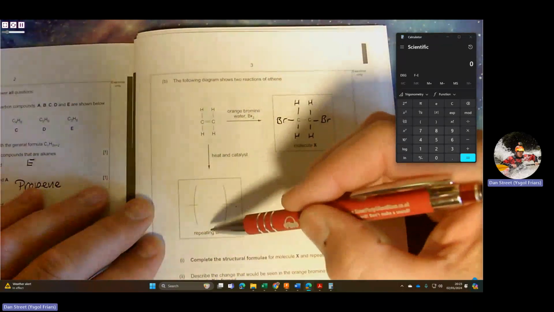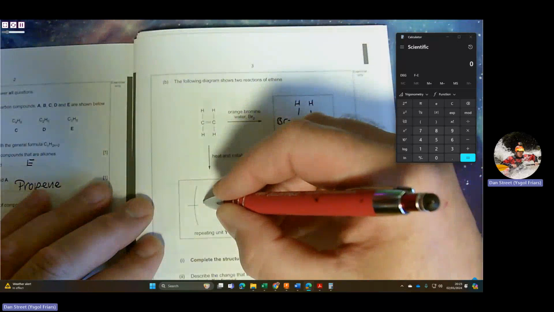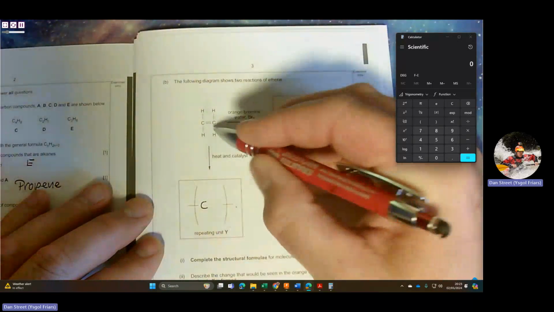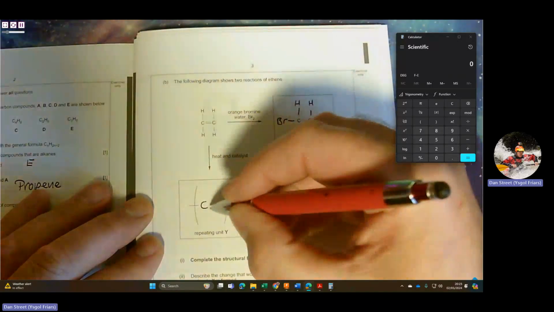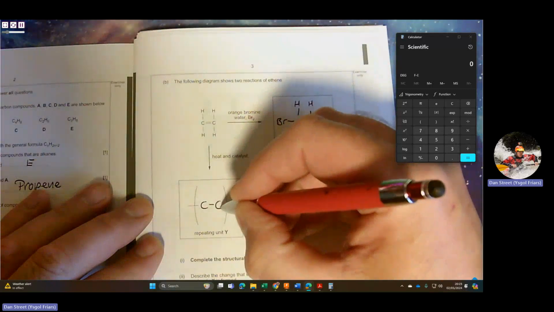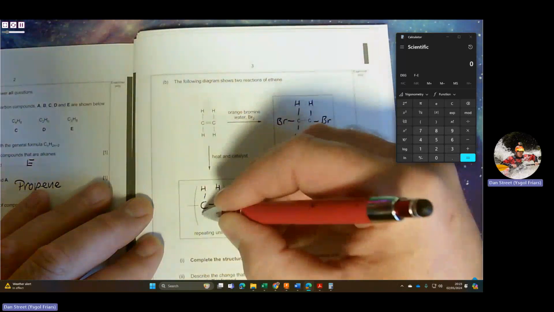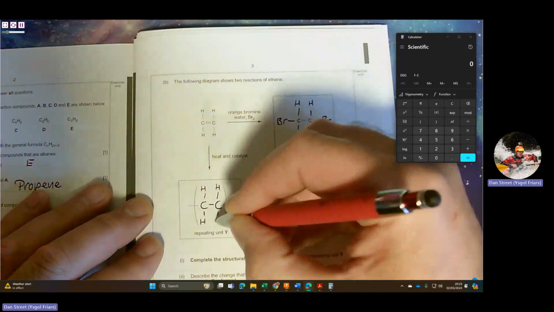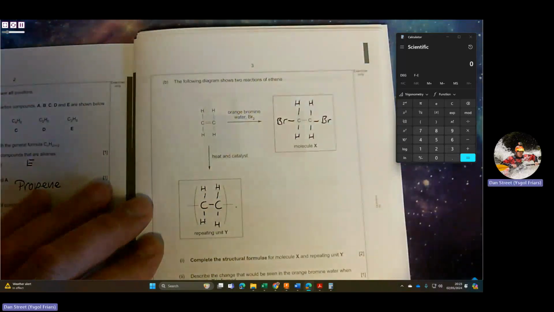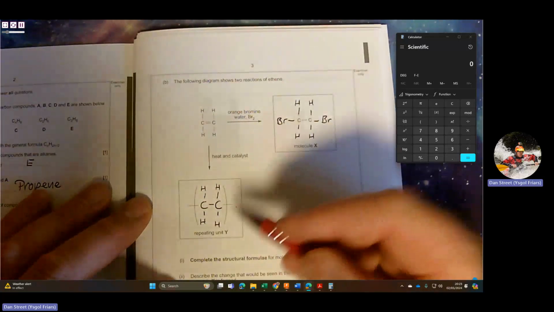Okay, and then the repeating unit for this is relatively straightforward. We remember that the double bond opens up, so that just forms a single bond between the 2 carbons, but we've still got the 2 hydrogens on each carbon. So that is the repeating unit. So that's the repeating unit for polythene.